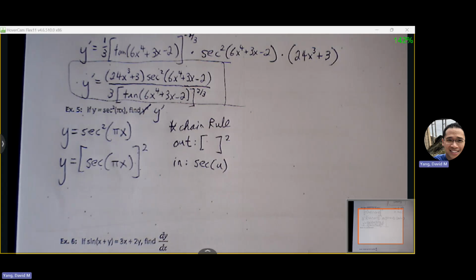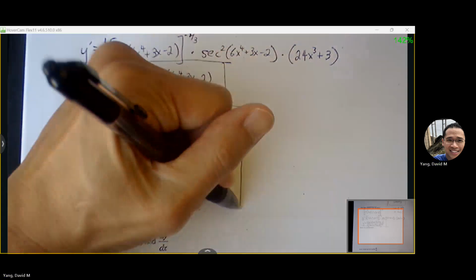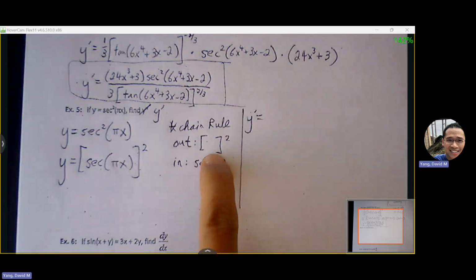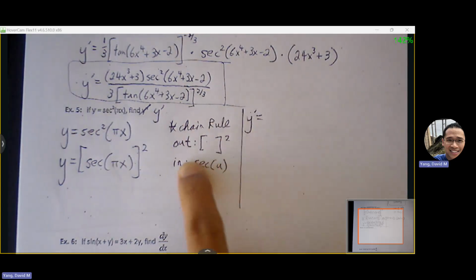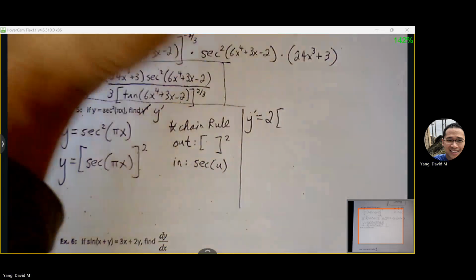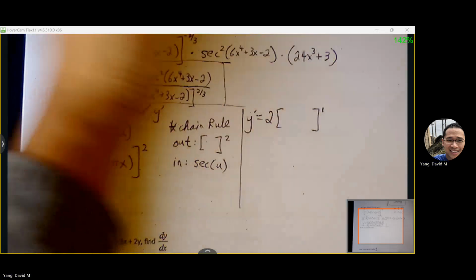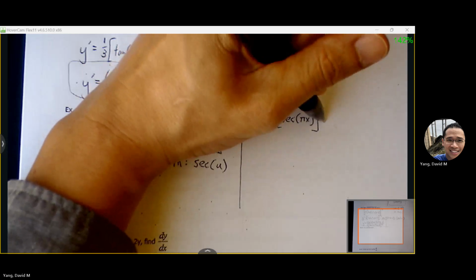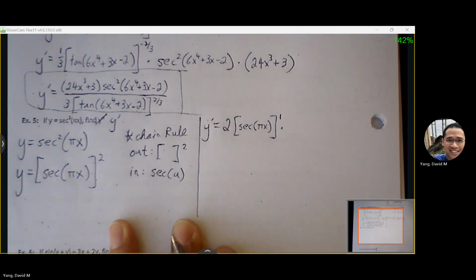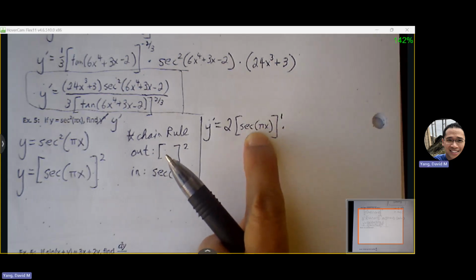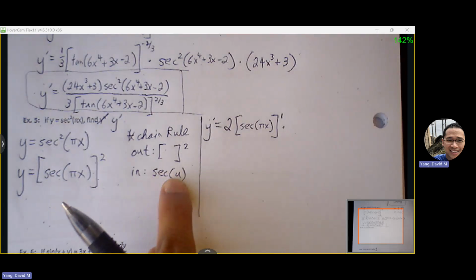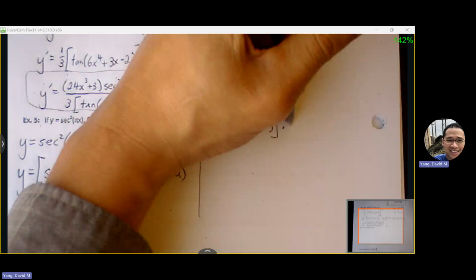So we take care of bracket squared. So go through power rule here, outside portion. Now we took care of outside derivative, keeping inside intact. Now we can move into the inside derivative. We know secant u's derivative is secant u tangent u times u prime.